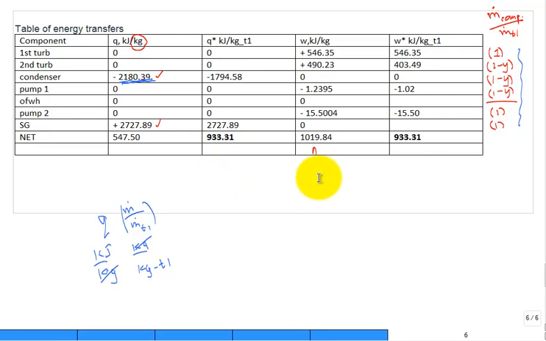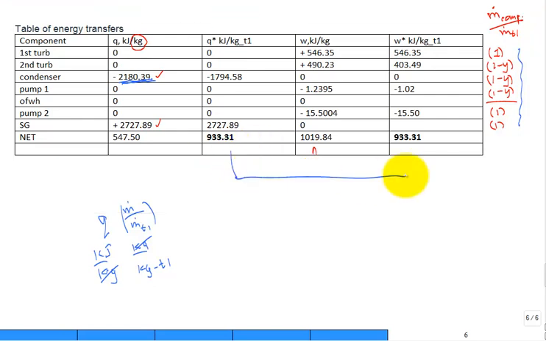If they didn't match, look for your error. And sometimes, yes, we'd have to look for our error. So there it is. There's our table of our energy transfers. Now we're ready to solve for part A.